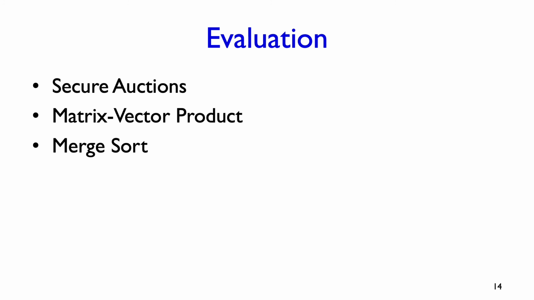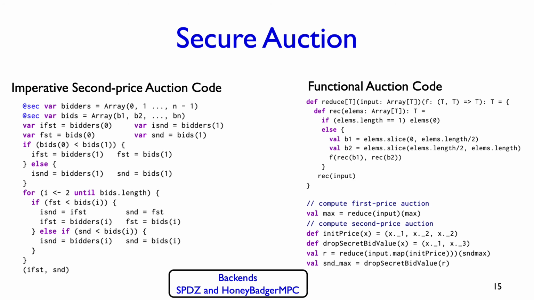We have evaluated our approach for developing secure MPC applications with 3 case studies: secure auctions, matrix vector product, and merge sort. We will investigate these case studies in detail next. Secure auction is our motivating example. On the left, we have shown the imperative style implementation of second price auction. Our compiler can transform this code into a simpler functional style one, shown on the right. This yields a circuit of logarithmic depth that allows efficient parallel computation instead of the one with a linear depth.